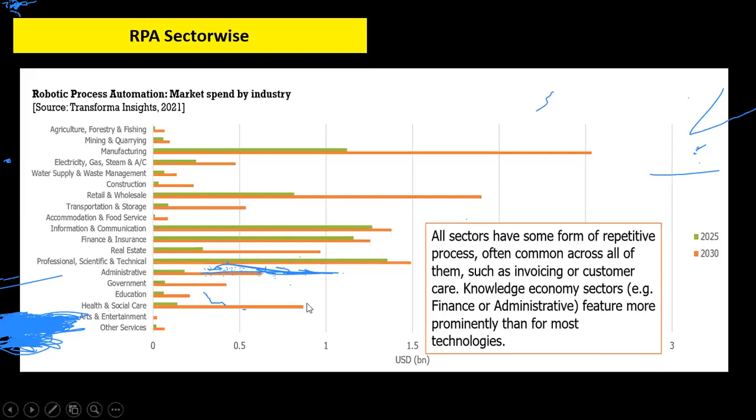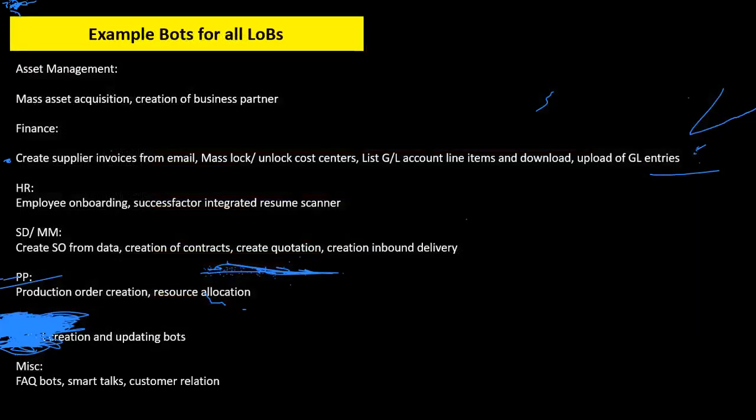Okay. So, as I mentioned, you can automate all the sectors and all the departments. Here are some examples. If you are working from an asset management or finance background, mass asset acquisition, creating business partners, supplier invoice from email, mass lock and unlock cost centers, list GL accounts, all these processes you can automate. Then from an HR point of view, employee onboarding, SuccessFactors integration, resume scanning. From an SD/MM point of view, create SO from data, creation of contracts, create quotation, create inbound delivery.